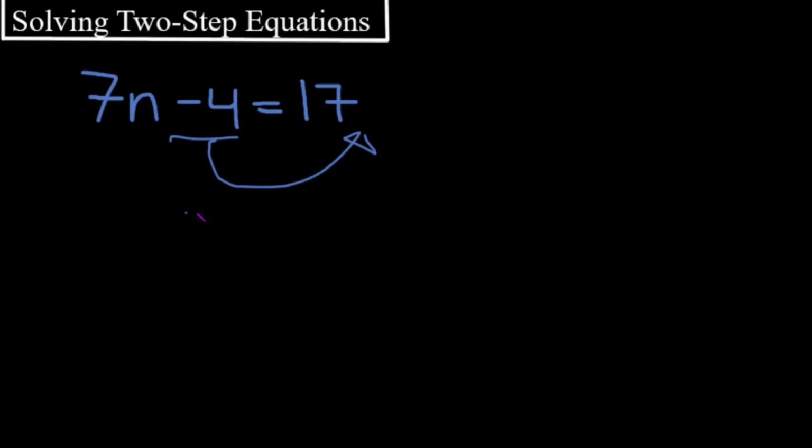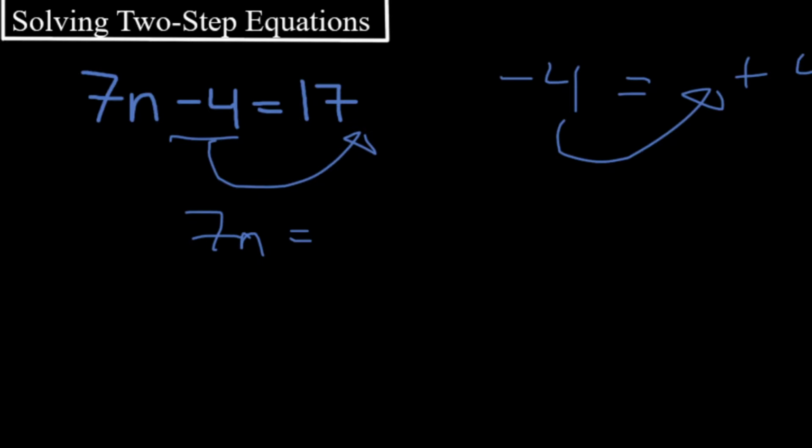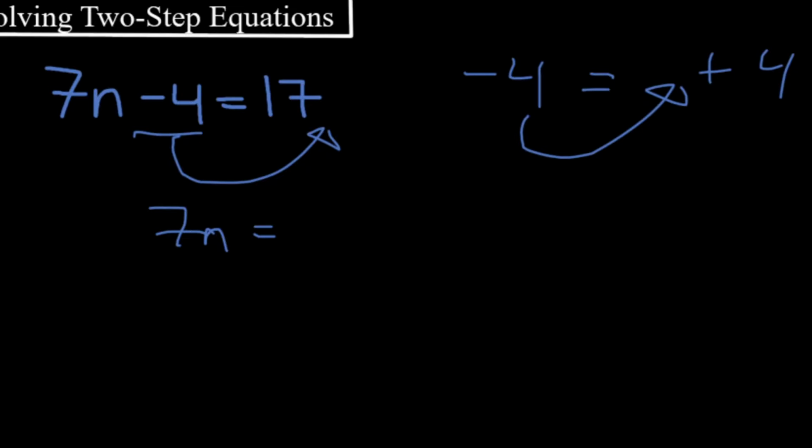That is the main goal right here. So let's put 7n right here. And on the right-hand side, we have 17 plus 4. As with -4 on the other side, when you bring it onto the other side, it turns into a plus 4. So you have 7n is equal to 17 plus 4. 17 plus 4 will give you 21.